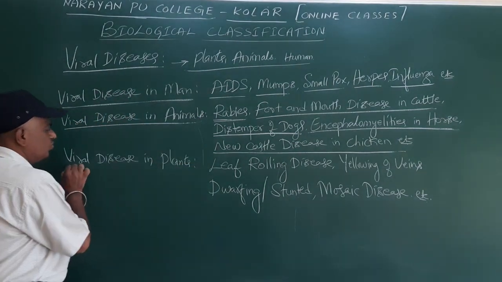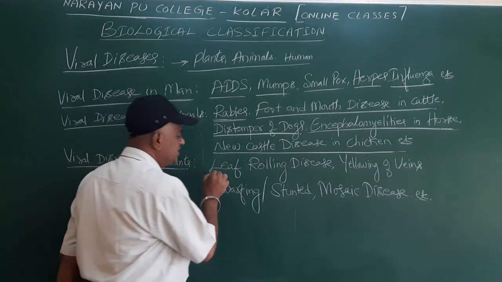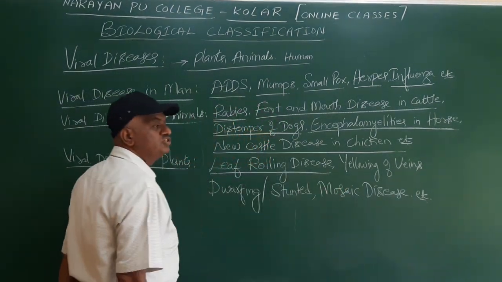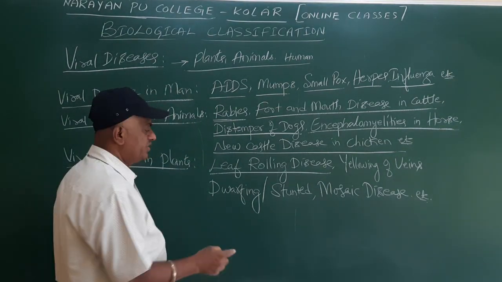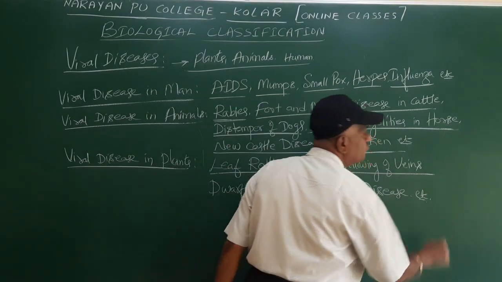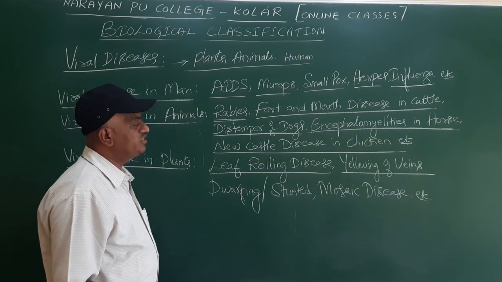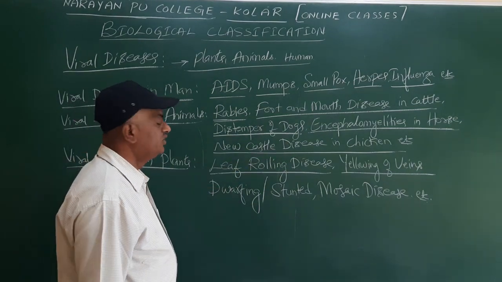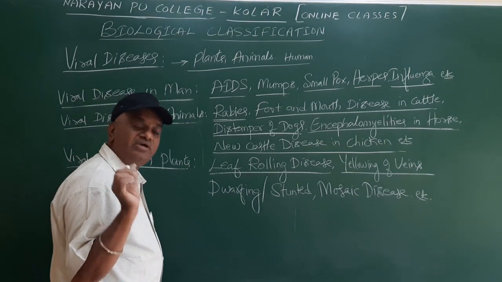Now we go to viral diseases in plants. The first is leaf rolling disease. Once the virus infects, the leaves are curled and rolled, hence it is called leaf rolling disease. Next, yellowing of veins. The medullary veins and veinlets all become yellow in color, so the absorption of water and food supply to the leaf will be less.